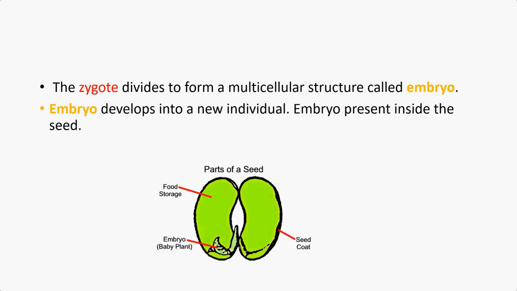After pollination, what happens? The pollen grains will develop a pollen tube and male and female will combine, they form zygote. Once they form zygote, the zygote develops to form a multicellular structure called embryo. Then what happens to the embryo? Embryo develops into a new individual, because if you take a seed, it has an embryo. From embryo only a new plant comes.